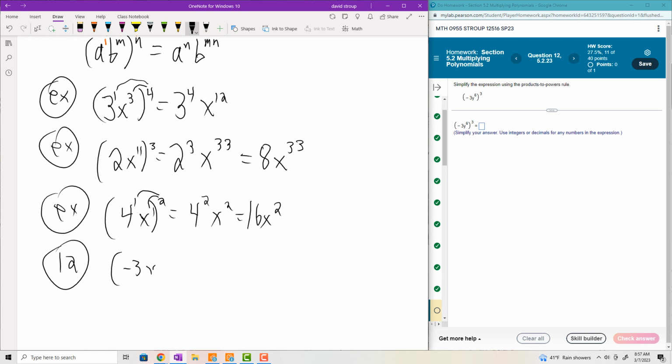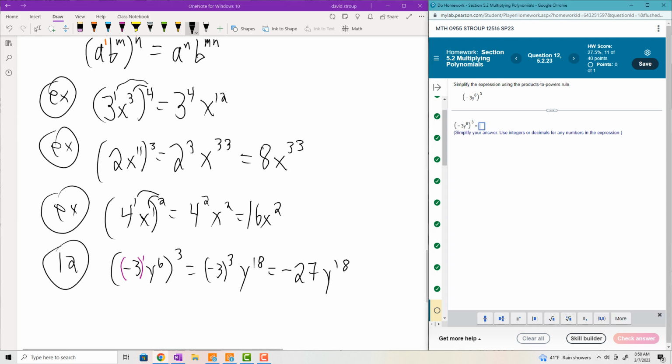Okay. Let's look at number 12. So negative 3y to the 6 cubed. Again, when you have this negative, you have to pretend that negative 3 is one term unto itself. So I'd have negative 3 to the 3rd power, and then y to the 6 times 3, which is 18. Negative 3 to the 3rd will be negative because it's raised to an odd power. And then 3 times 3 is 9, times 3 is 27, y to the 18th. So negative 27, y to the 18th.